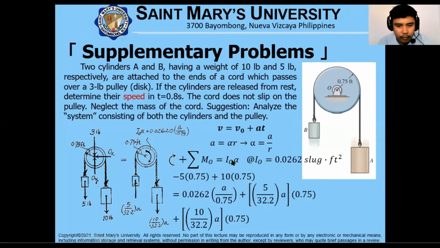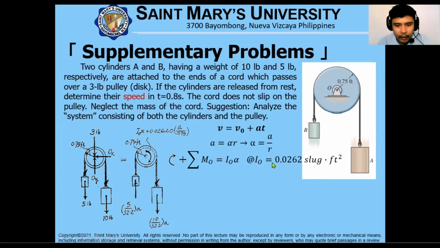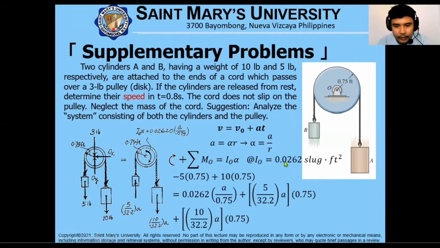I sub O, which we have solved already, is 0.0262. Alpha, or the angular acceleration, is related to A over R. So A over R explains this, where R is 0.75. That explains this equation.